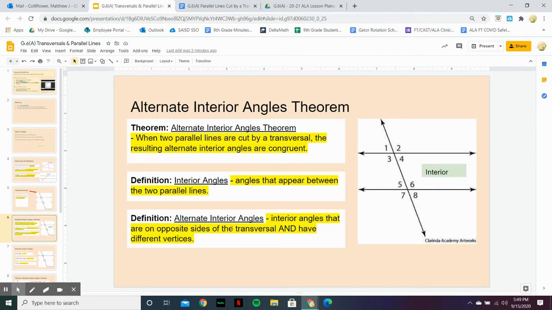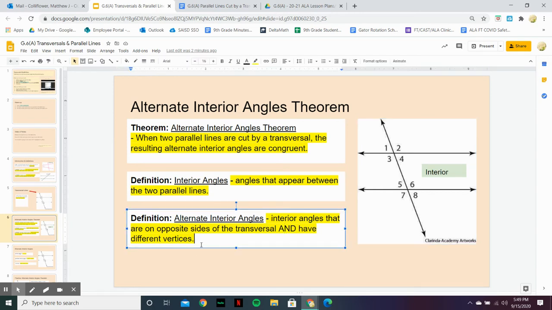Now, the alternate interior angles are interior angles that are on opposite sides of the transversal, meaning they're on opposite sides of this transversal line, and this is a big and, they have different vertices. Now, if you remember from the angles investigation, a vertex is like the corner point of an angle. It's the point that really makes an angle an angle.